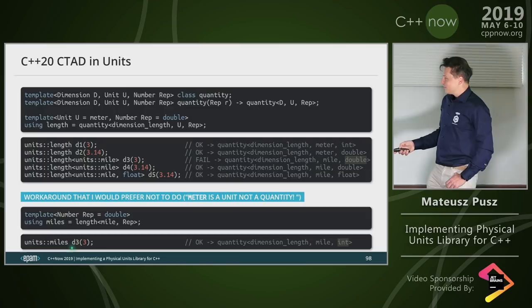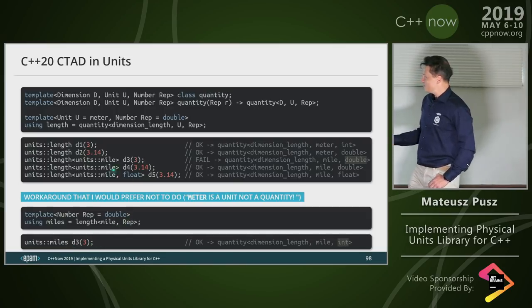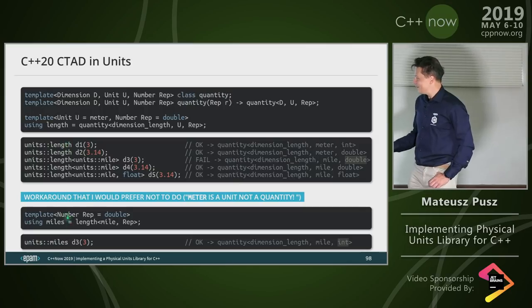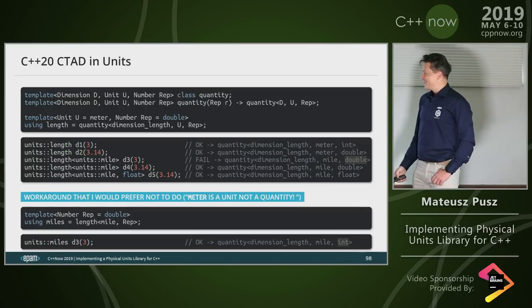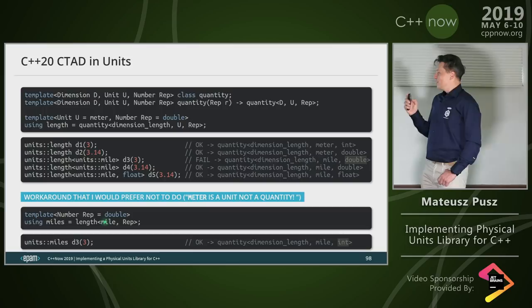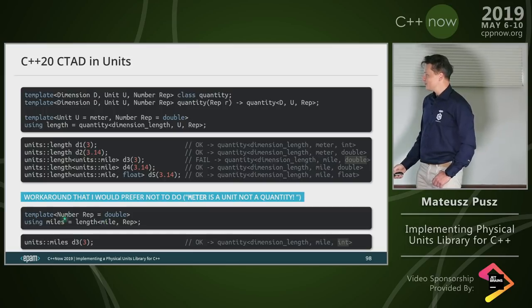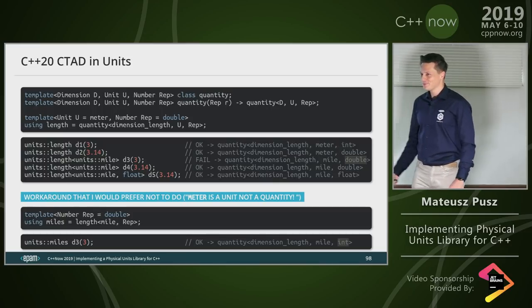Now, the CTAD works for this representation, yes? I know that we're talking about placeholder types here, which is different from the language perspective, and that's probably what you wanted to say, Timur. Yes. But from the user perspective, if you'll be working with different representations, we will need to provide those aliases. And again, we have this sentence, meters is not a quantity, yes? So should we provide those aliases or not?